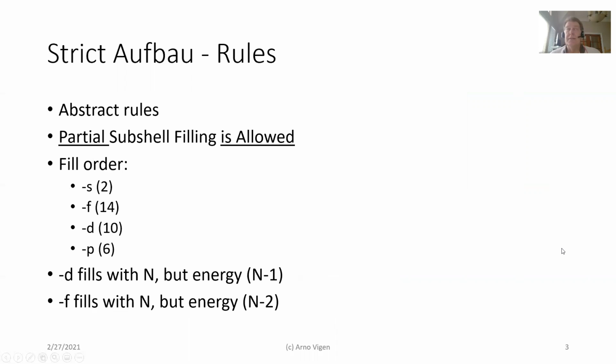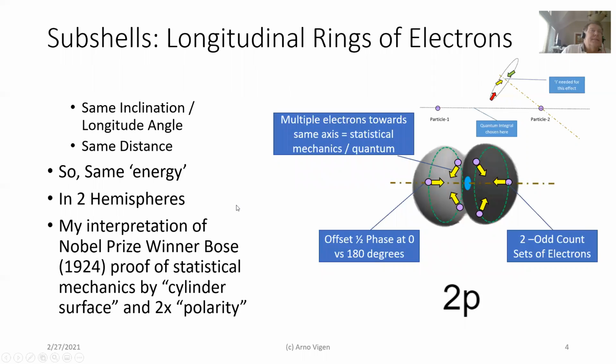Now, I'd like to explain this a little bit differently. You see, I think that subshells are longitudinal rings of electrons. That is, at the same inclination angle and the same distance, they will thereby have the same energy. And of course, they're in two hemispheres. So it is my interpretation of this. So there's a ring in one hemisphere and a ring in another. This is subshell 2p, and this is a presentation of the electron distribution that you'll find in a current textbook.